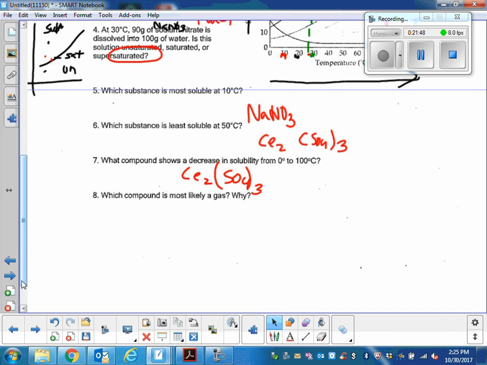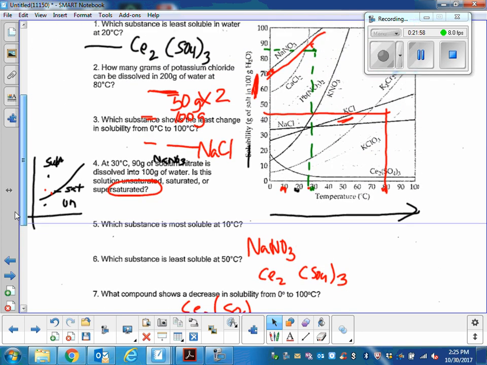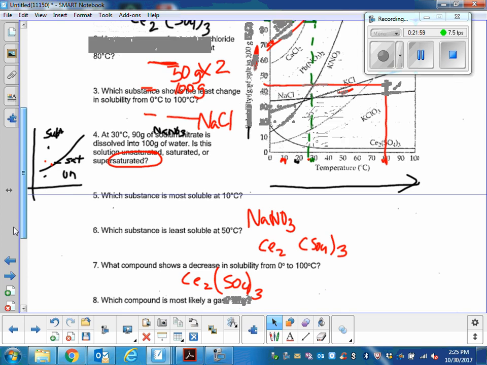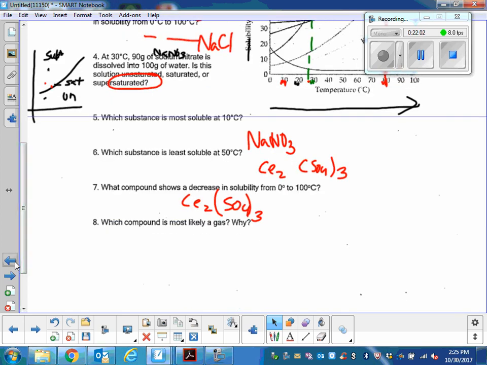No. Which substance is most likely a gas and why? What happens to a gas's solubility as the temperature increases? The solubility will drop as the temperature increases.